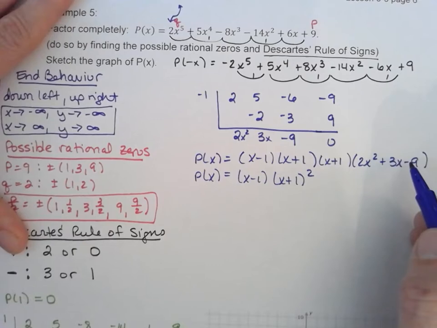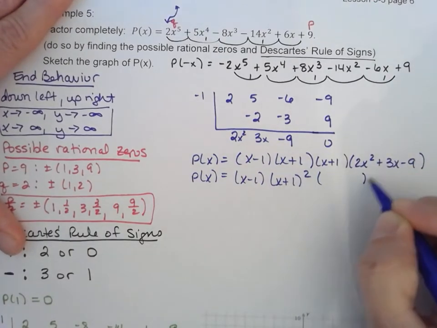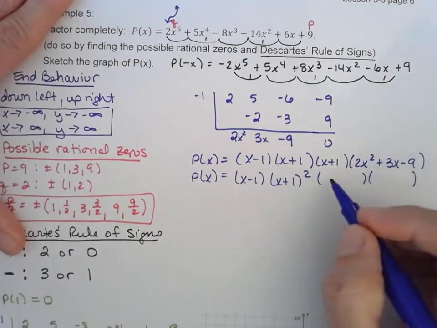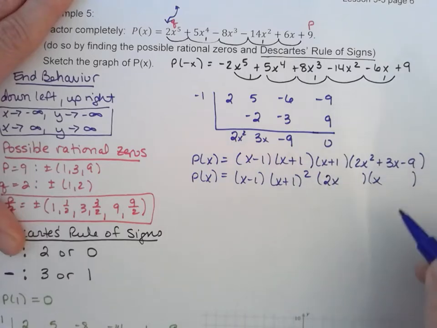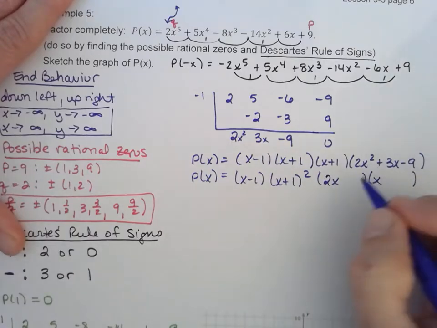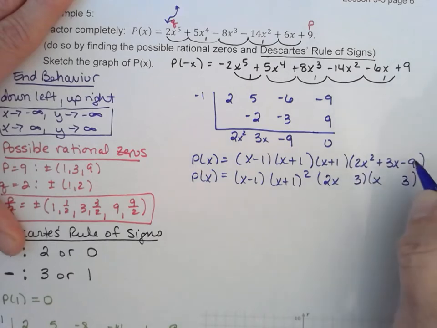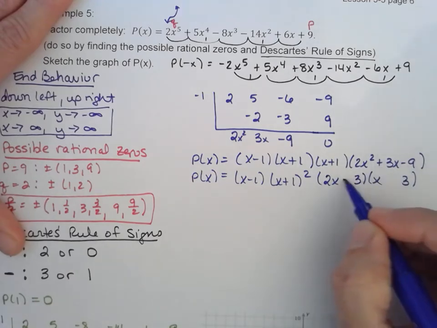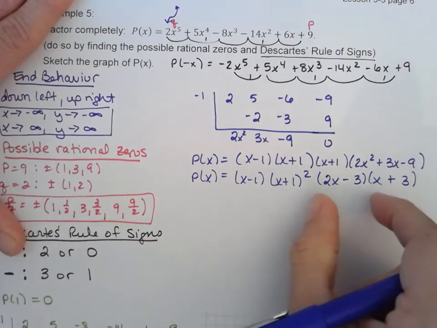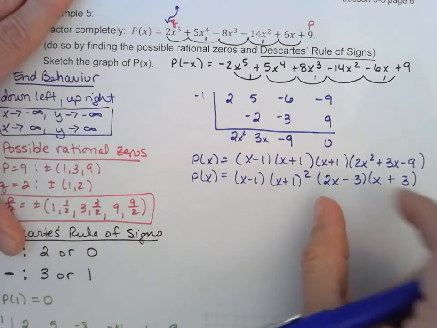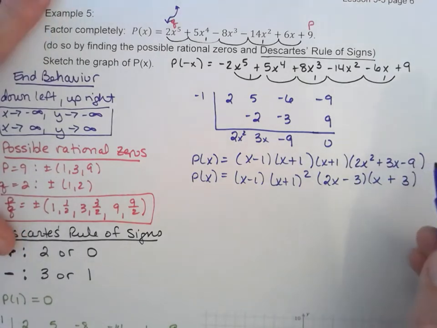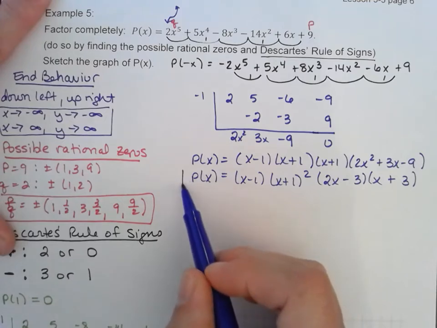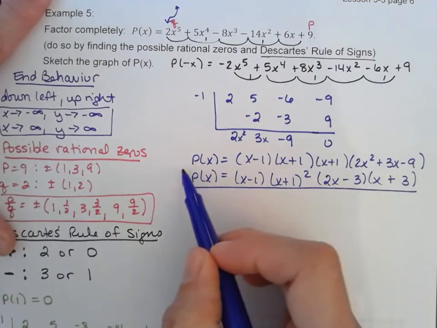using the AC method. I'm going to assume you know how to do that by now and tell you that it is going to be, to get 2x squared, we need 2x and x, and then we need some 3's here so that we get our 9. 2x minus 3, and that's positive. Let's just make sure. 2x squared, 6 minus 3 is 3. -3 times 3 is -9. So it does work. This is the completely factored form of our polynomial.